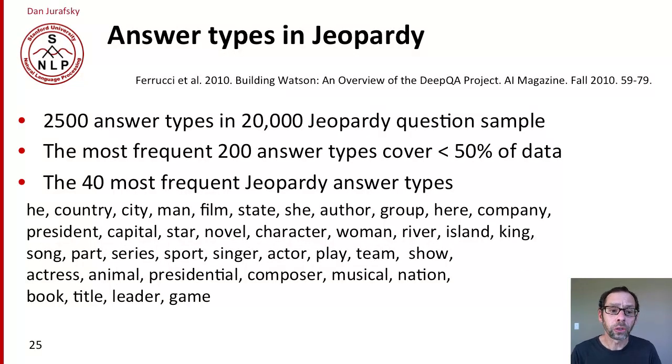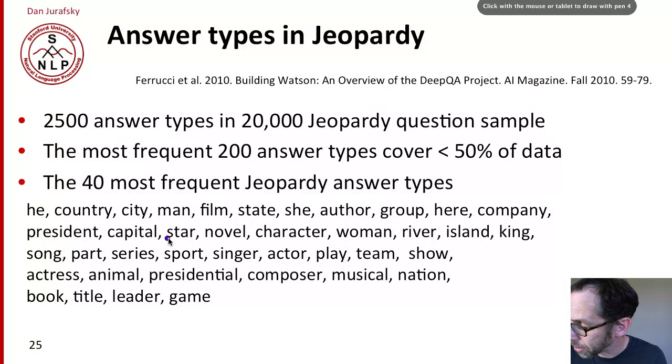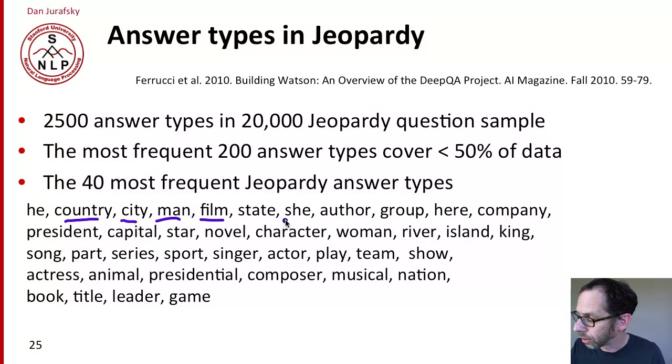The Jeopardy system also used a lot of answer types, and they did a nice analysis looking at 2,500 answer types inside 20,000 questions. And what they found was that the most frequent 200 answer types covers less than half of the data. Here's the 40 most frequent Jeopardy answer types. So you can see in Jeopardy, you tend to be asking about people or movies or countries or cities and so on. Here's more people, authors, and so on.